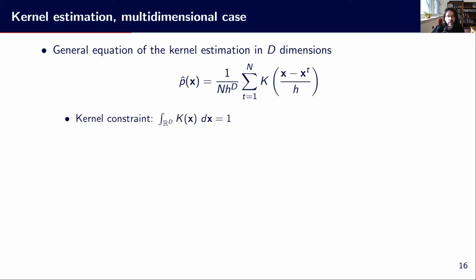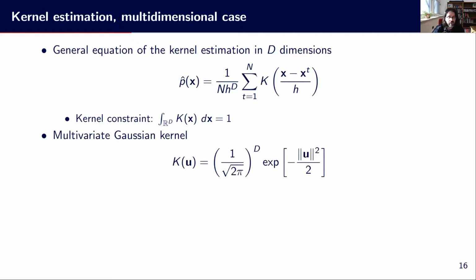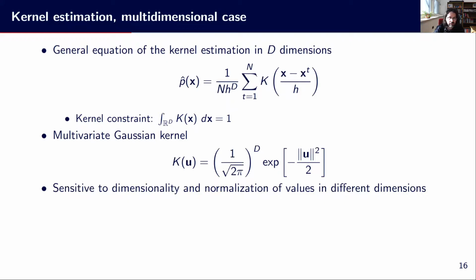So again, we are constrained to integrate the kernel to one. Basically, we say we are integrating over the complete domain in d dimensions, and that should integrate to one to allow our kernel to be usable. Specifically for the multivariate Gaussian kernel, which is a multi-dimensional extension of our Gaussian kernel from before, the formulation is this one. So no big surprises here.